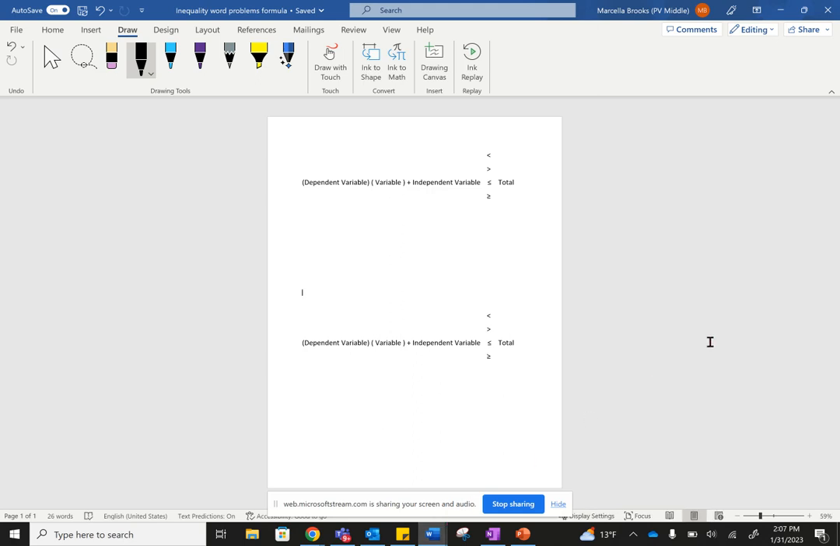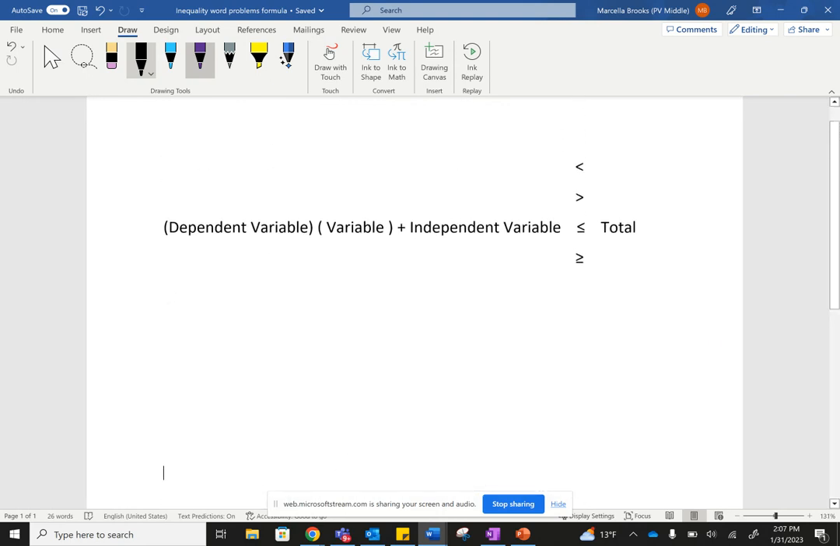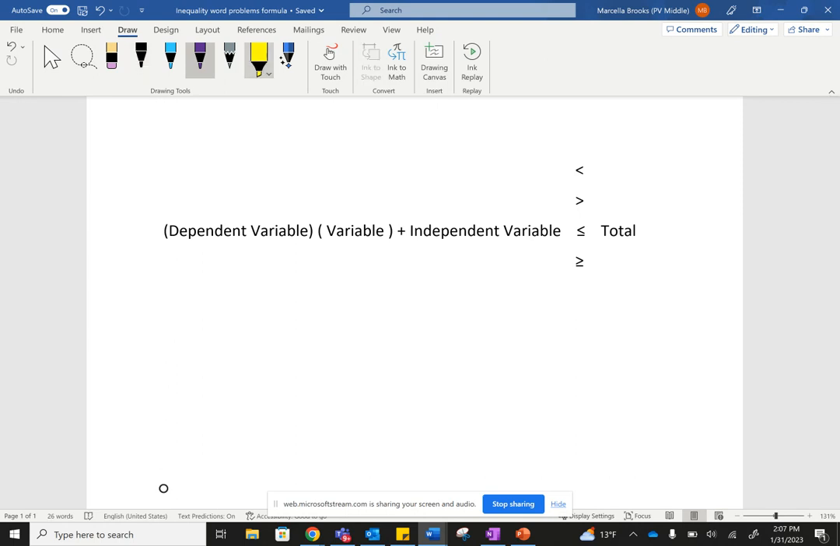Okay, so this is a half sheet that you are going to fill out before we move on in our notes here. So this is the formula for our inequality word problems. It's going to be the dependent variable times the variable plus the independent variable. You pick an inequality, and then you're going to have the total.